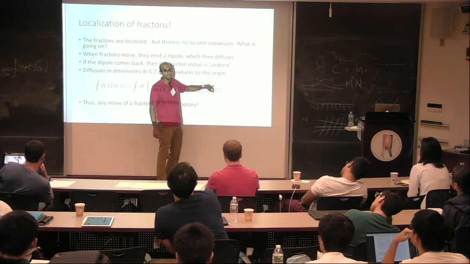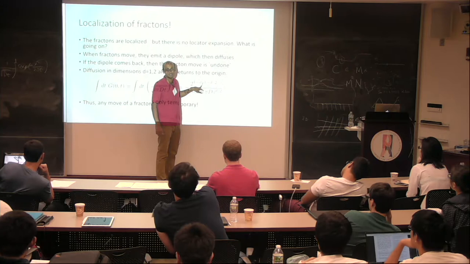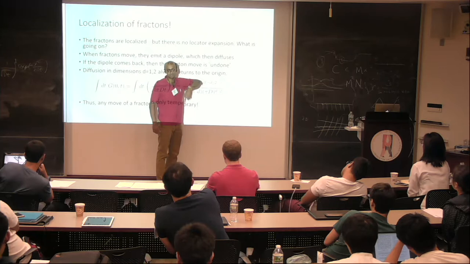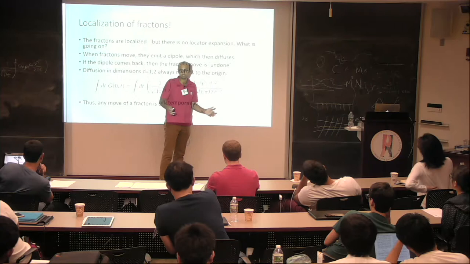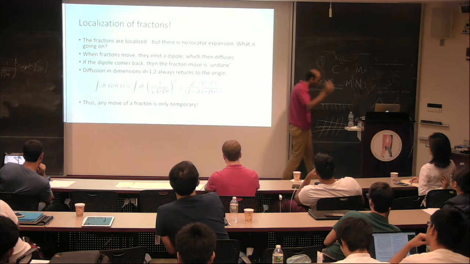If d is 1, then this is t to the 1 half, where t is how long you've waited. If you take t to infinity, this blows up. It tells you that you return to the origin an infinite number of times in one dimension. In two dimensions, this crude argument is marginal, but actually there's still a divergence. It's a logarithmic in time divergence. And so in one and two dimensions, diffusion always returns to the origin. In fact, it returns to the origin an infinite number of times.